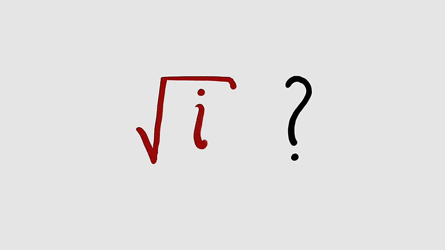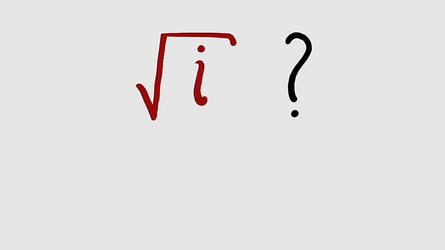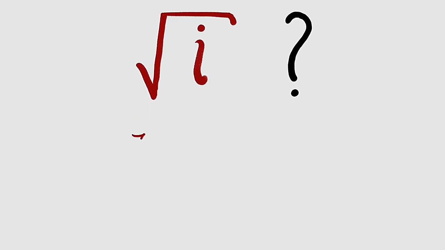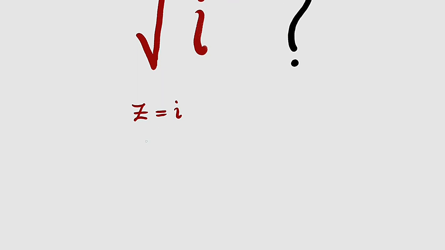Remember, we have only learned how to find the square root of -1, which is equal to i. So what is the square root of i? We only know that i is a complex number which can be written as z equal to i, where the real part is 0. And since the real part is 0, we can write this complex number as z equal to 0 plus i.